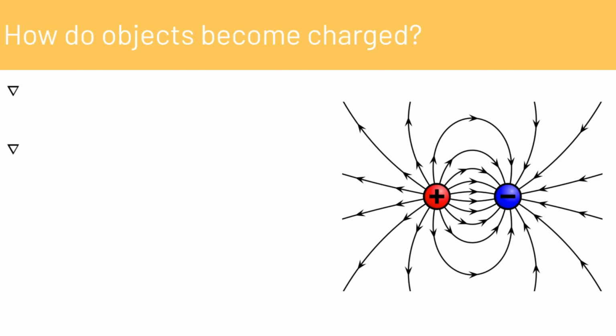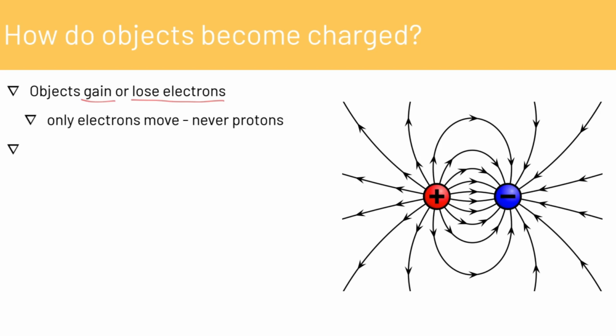So this brings up the question, how do objects become charged? In order to become charged, an object has to gain or lose electrons. Only the electrons on an object move. The protons never move. All objects are made of atoms.